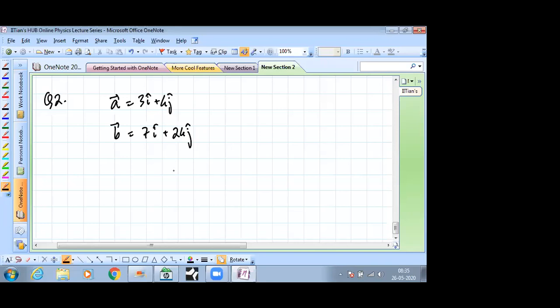We have to find a new vector C such that the magnitude of this new vector mod C is equal to the magnitude of the vector B, and C is parallel to B. So just work this out quickly. Use the method I just told you.